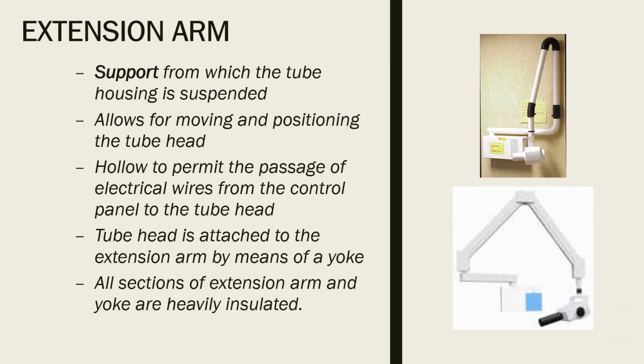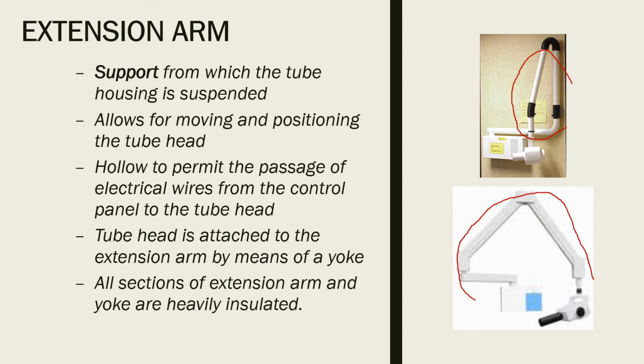Let's move on to the extension arm, which is one of the 3 parts of the X-ray machine. The extension arm provides support for the X-ray tube head. This is the extension arm right here. So it allows for moving and positioning the tube head.